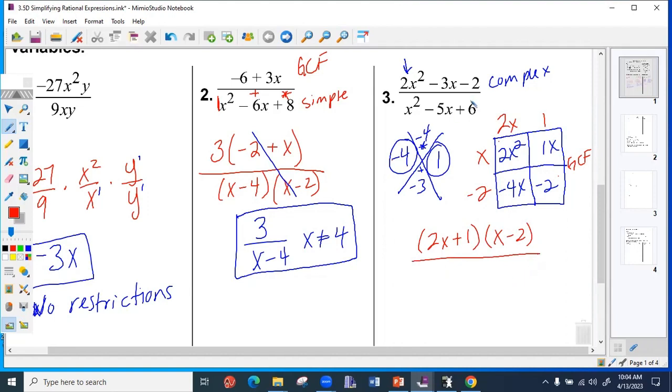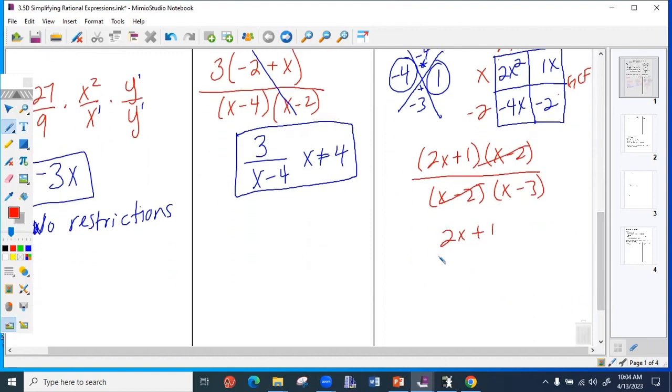Okay, your factors for your denominator, it's simple. So you're just asking what multiplies to give you 6, but adds to give you -5. -2 and -3, good job. And what eliminates? X -2. So we're left with 2x plus 1 over x minus 3. What is your restriction? X cannot equal +3. Perfect. Okay. And we will pick up here mañana.